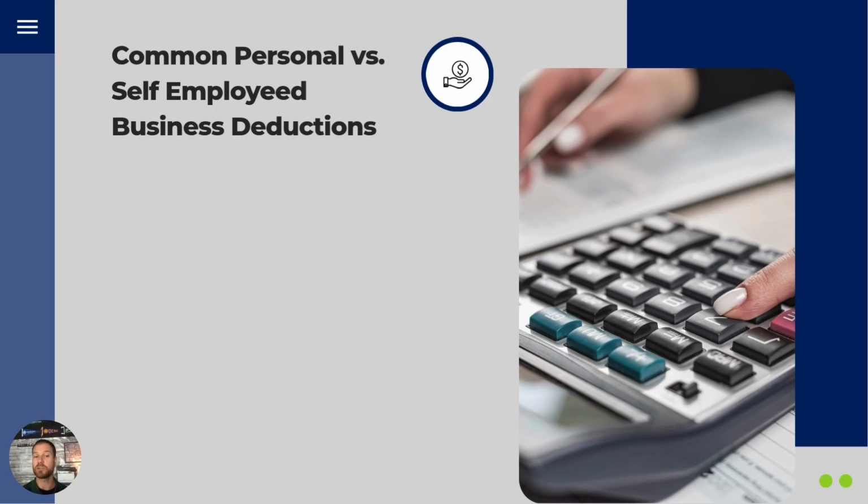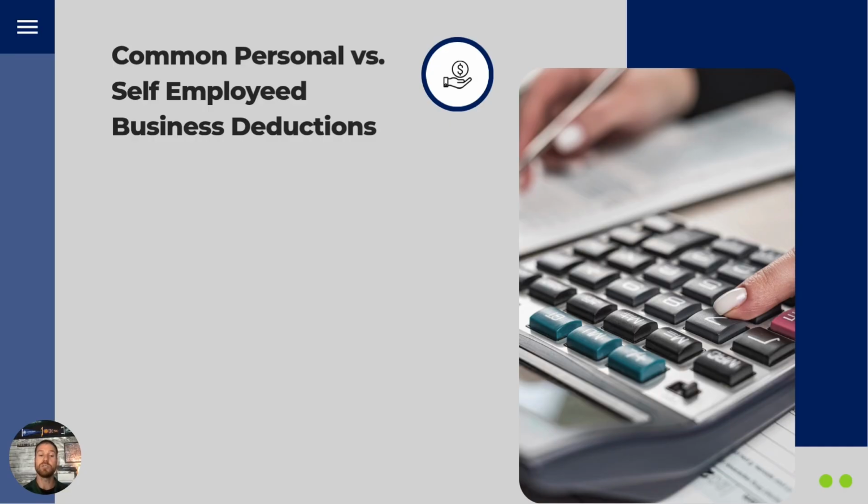Some of the common personal versus self-employed business deductions are as follows. Most commonly with personal deductions is mortgage interest, your property taxes, and charitable donations. Those take a big chunk out, and if you add those up and they beat the standard deduction, you're probably in a good spot. Hopefully you had a healthy year and the medical deduction isn't applicable to you.